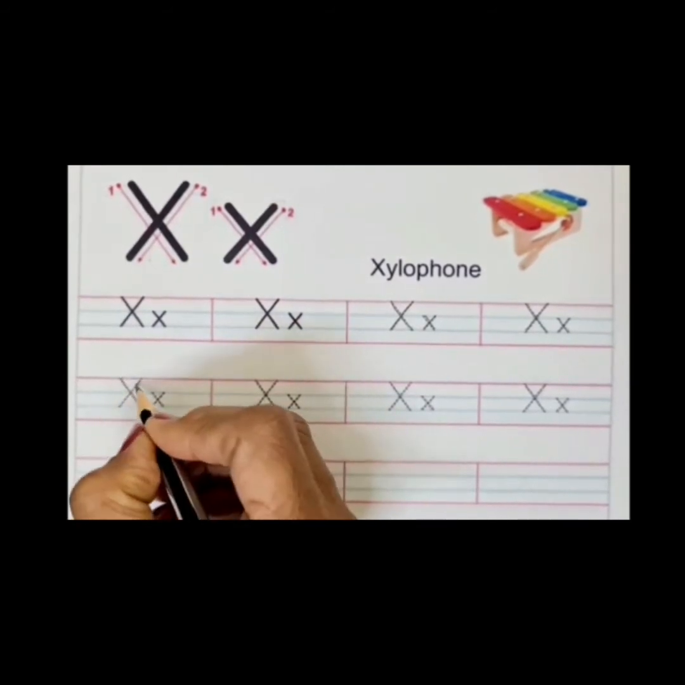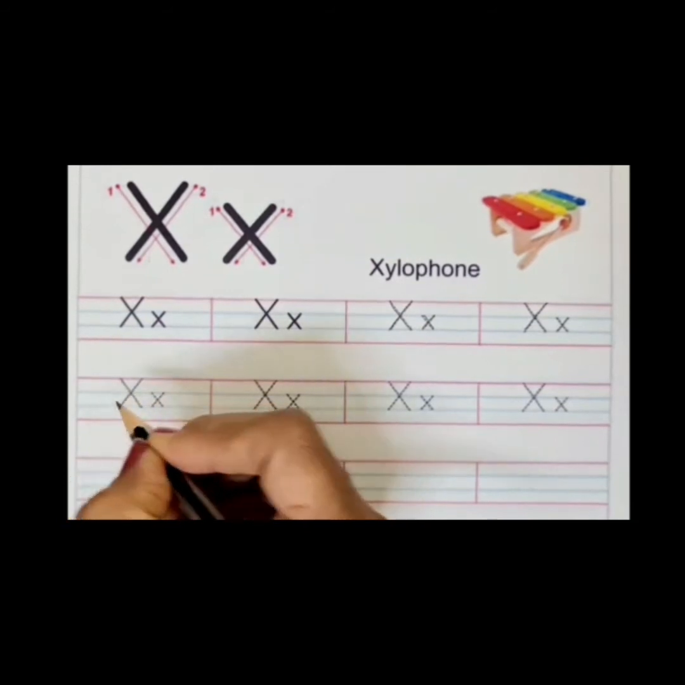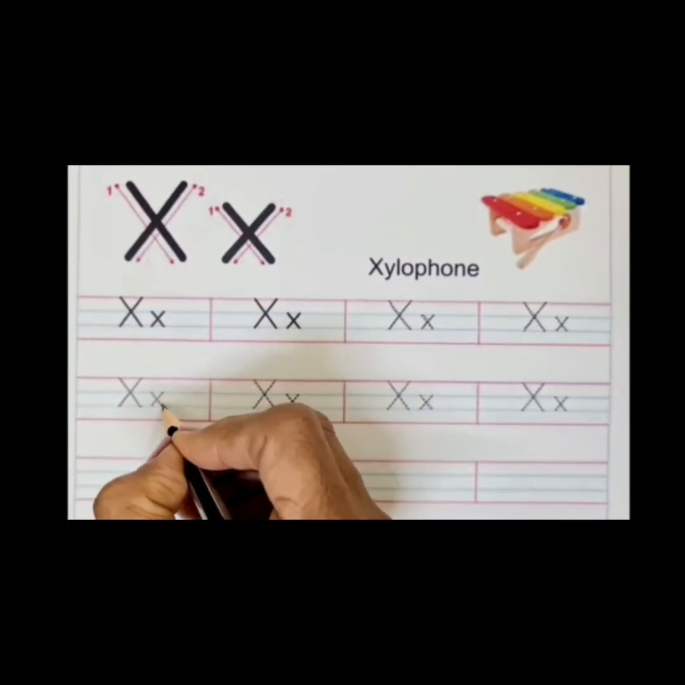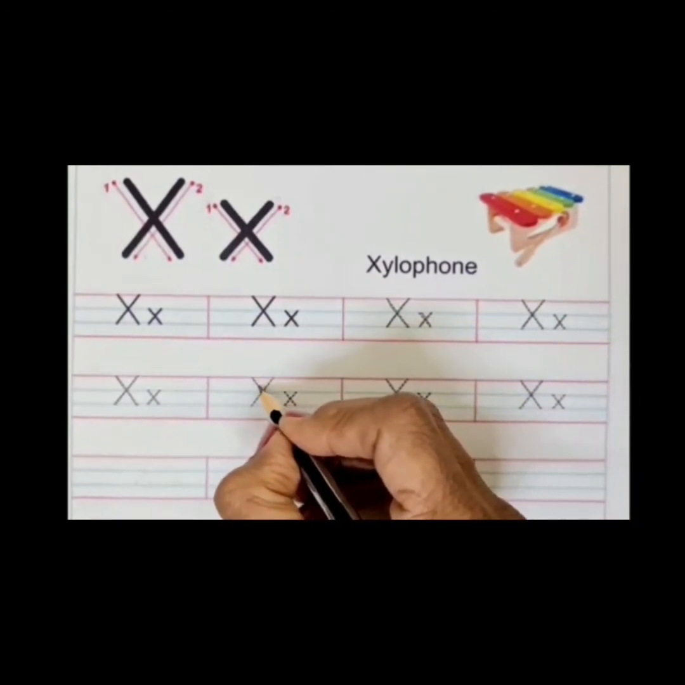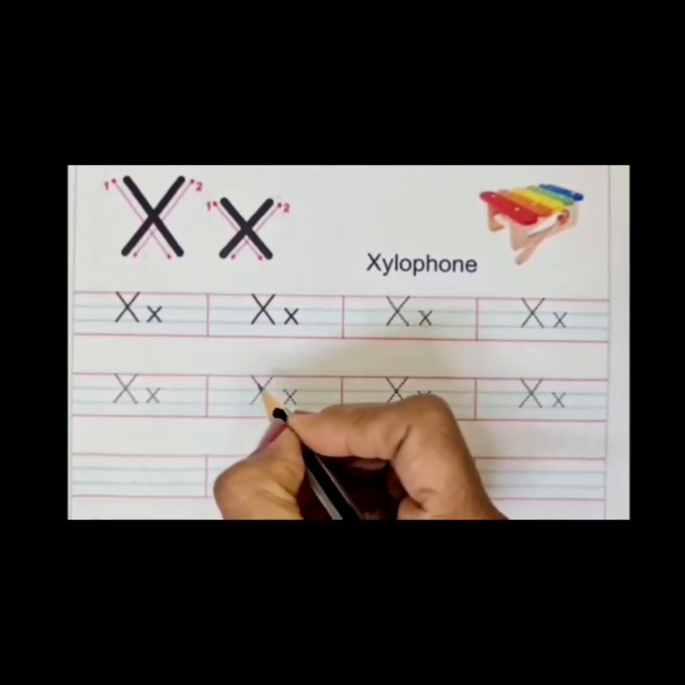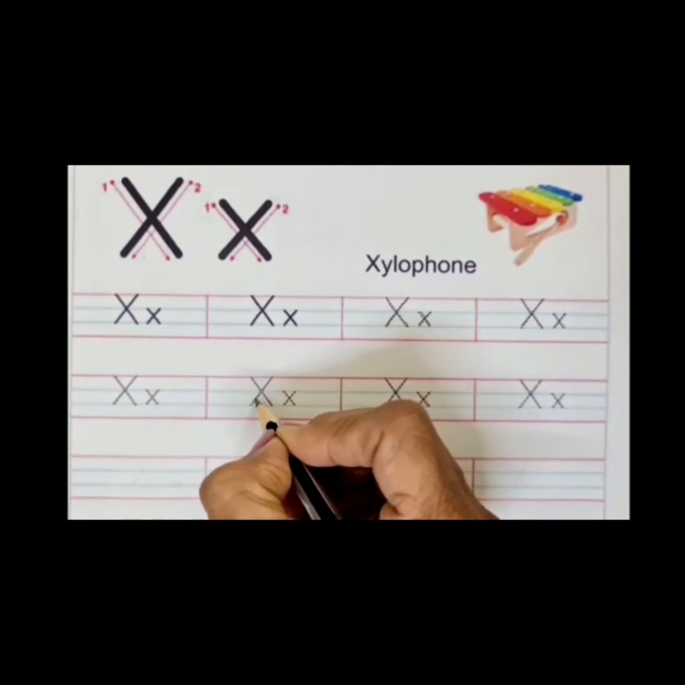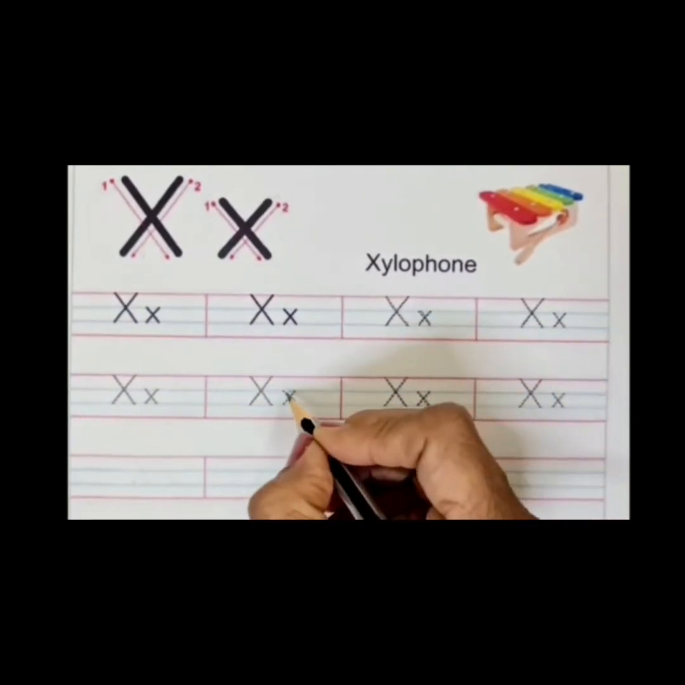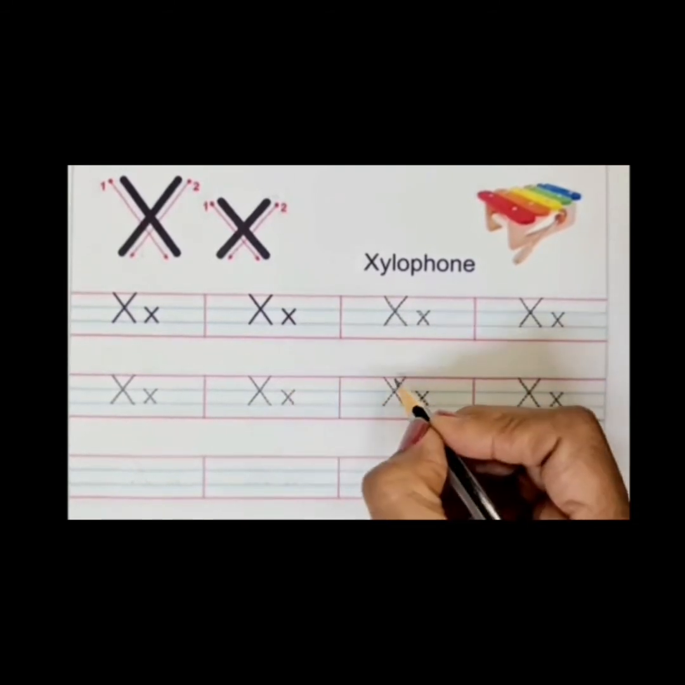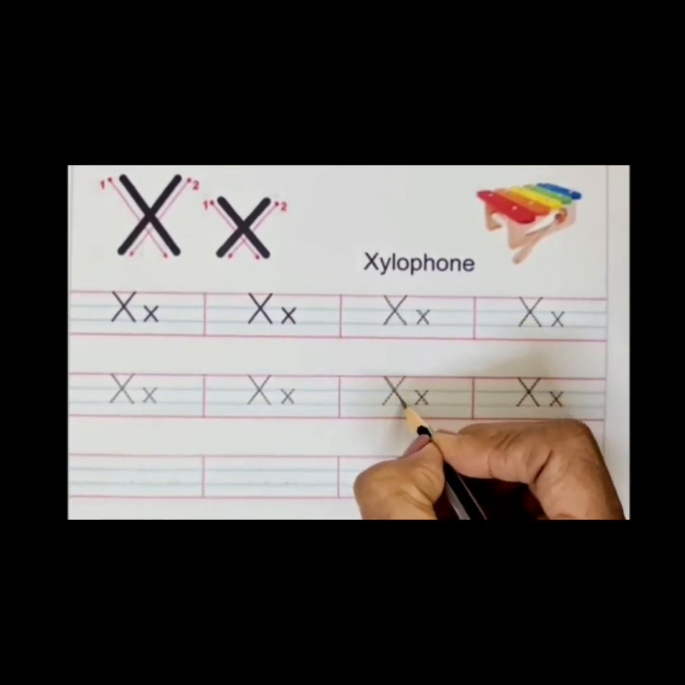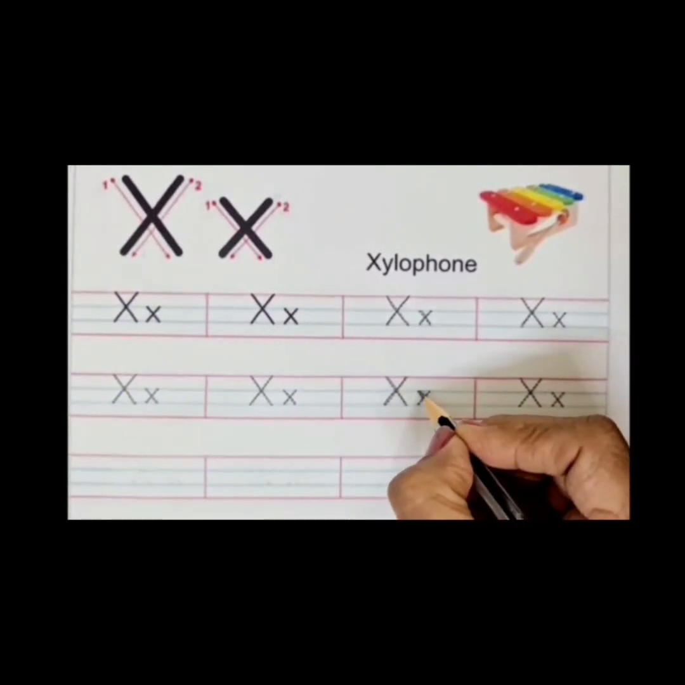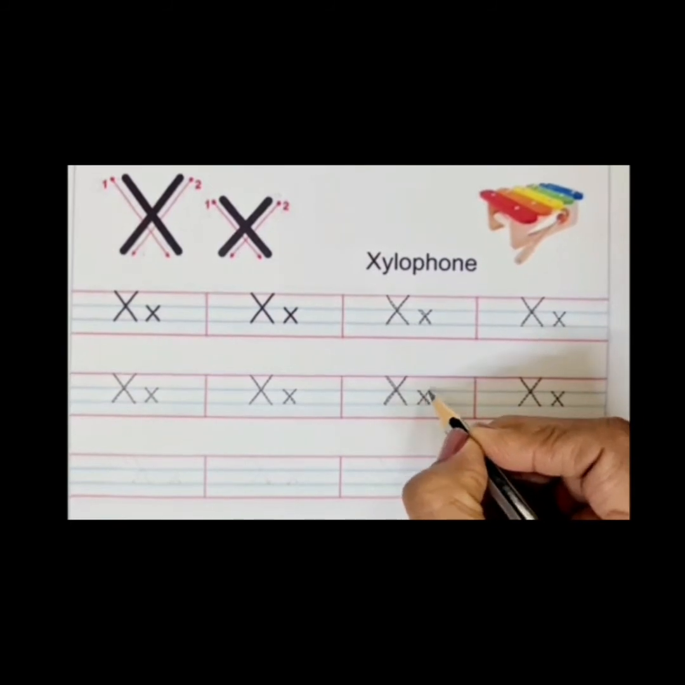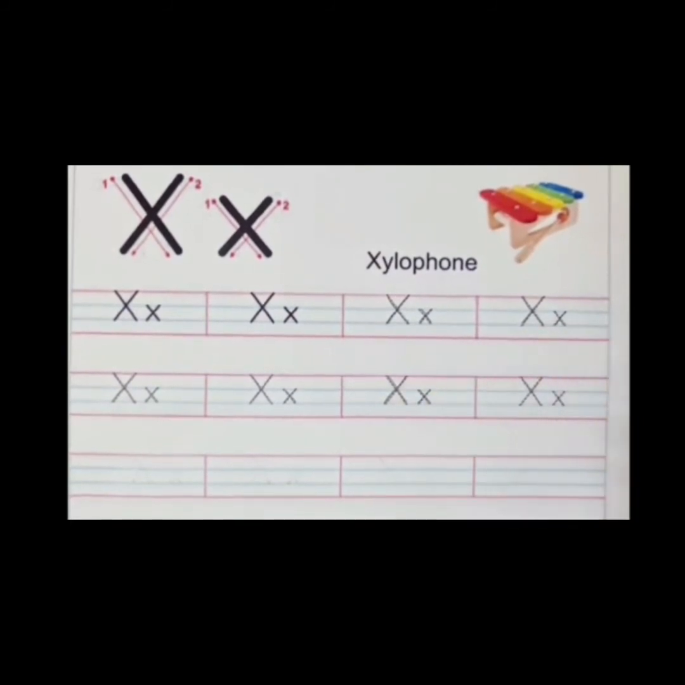Slanting line, opposite slanting line, this is capital X. Small x, red line to second blue line, slanting line, opposite slanting line which will cut on the first blue line, this is capital X, and small x between the blue lines. Slanting line, opposite slanting line, that is capital X. Slanting line, now opposite slanting line is small x.